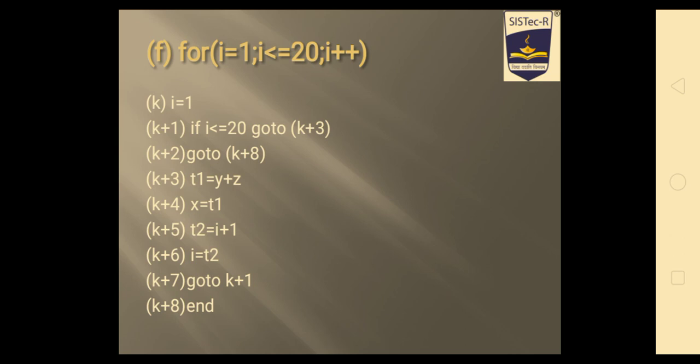Next, k plus 5. In this you have to increment the value of I. So the increment of I is I equals I plus 1. For this, first you assign I plus 1 to another temporary variable T2, and next T2 is assigned to I. So k plus 5 and k plus 6 are the three-address code for the increment of I. Next, k plus 7, again go to k plus 1. K plus 1 is the condition check statement. So if the condition is satisfied, then you have to repeat the code, otherwise you have to move to the end.